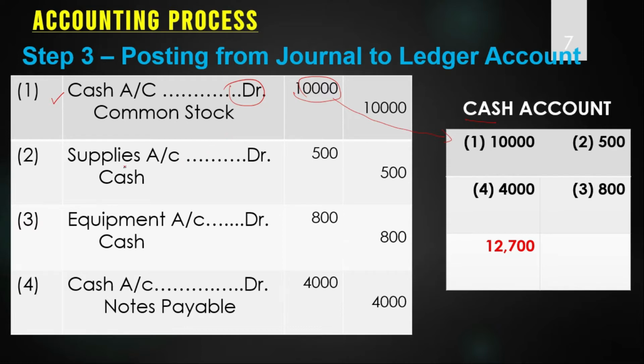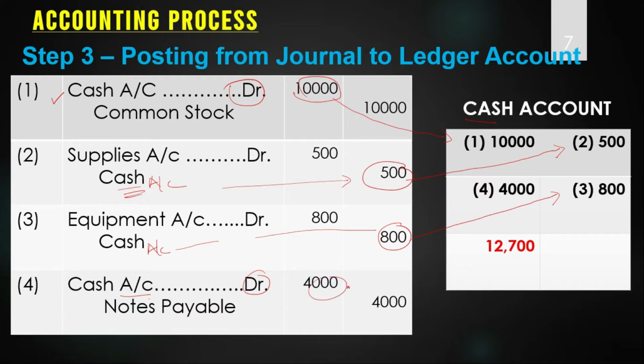Then come to the second transaction, see where the cash account is. In the second transaction, cash account is credit, it is the credit side. So the credit of cash account will go to the credit. In the cash account, we are posting it to the credit side because it is on the credit side in the journal entry. Thirdly, again we have cash account on the credit side, this 800 will go to the credit side of cash account. Fourth, we have cash account debit, so it is debit, therefore it will go to the debit side. Now we don't have any cash in these journal entries.